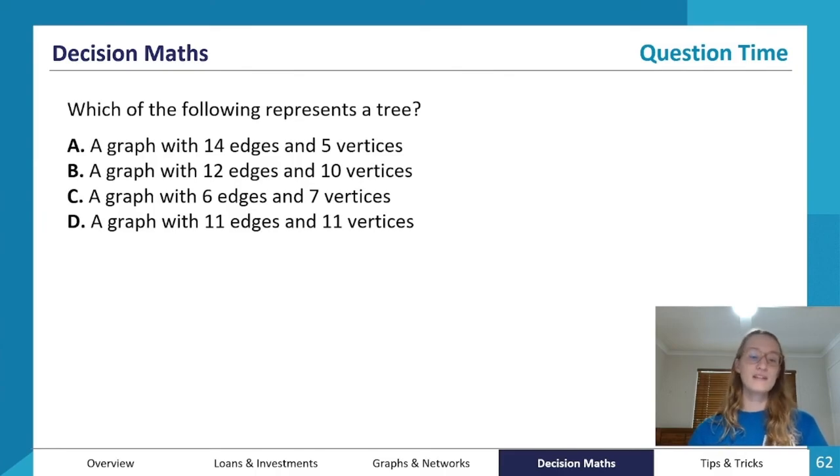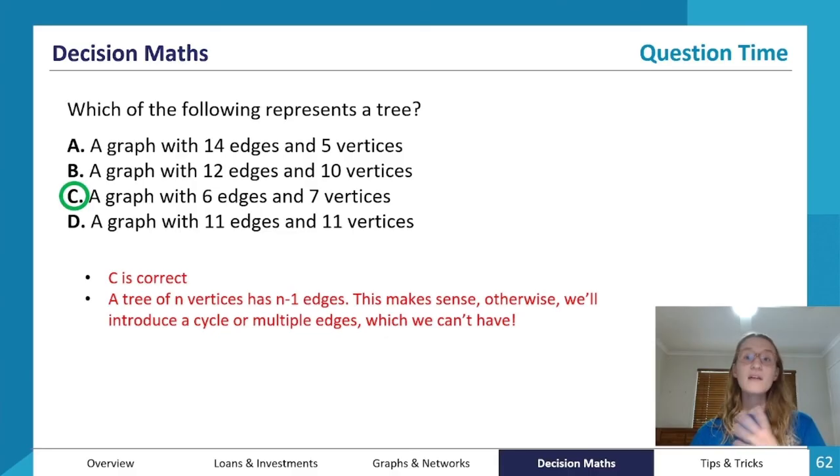So which of the following represents a tree? A graph with 14 edges and 5 vertices, 12 edges and 10 vertices, 6 edges and 7 vertices, or a graph with 11 and 11? So C, we can actually see is correct if we use that little rule that we talked about earlier, because we said that a tree of n vertices will always need n take 1 edges because that's the number of edges required to connect in every vertex without introducing loops, multiple edges or cycles.